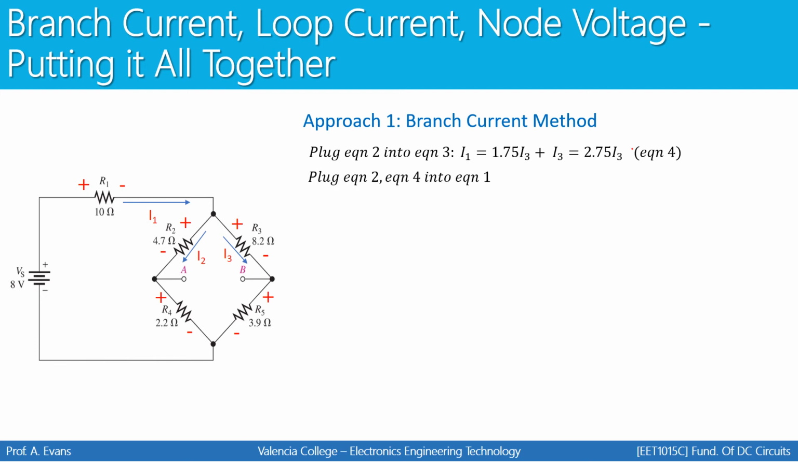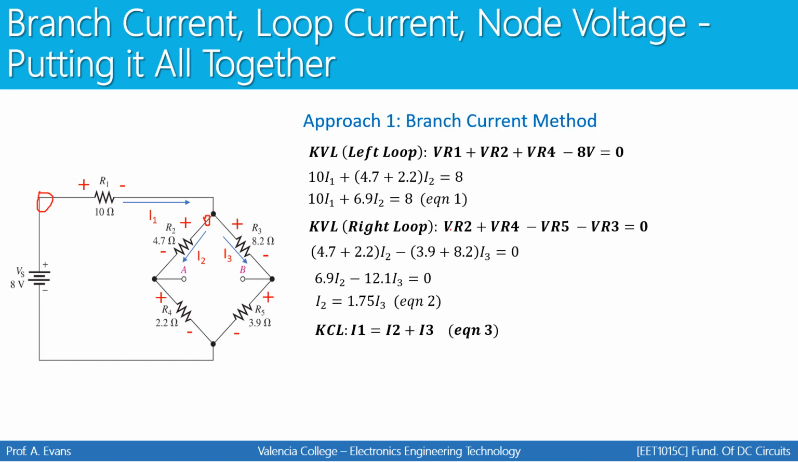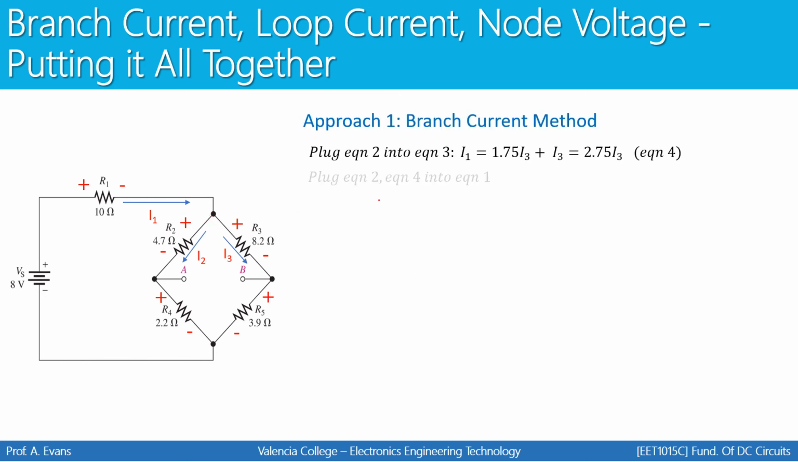Now I'm going to take equation 2 and equation 4 and plug them into equation 1. I'll quickly go back. Equation 2 is right here. Equation 4 we just solved for. We're going to take both of those and plug that into equation 1. When we make those substitutions, here's what equation 1 becomes. Notice that the whole purpose of these different substitutions is to create an equation where I only have one thing I don't know. I only need to find I3 in this equation. So I can solve this particular equation for I3.